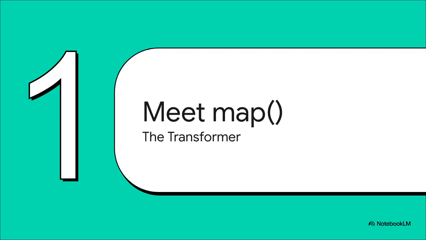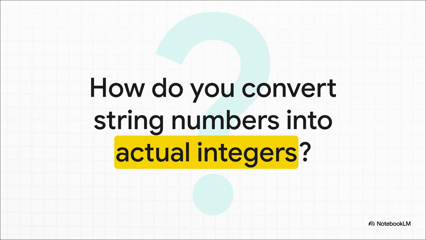Okay, first up to bat is map. I personally like to call this one the transformer. Why? Because its entire purpose in life is to take data and transform it from one form into another. Simple as that. All right, picture this. You've got a list of strings, something like 0, 10, 25. Now, you can't do any math with those, right? They're just text. You need to turn every single one of them into an actual integer. Well, guess what? This is the perfect job for our new tool.